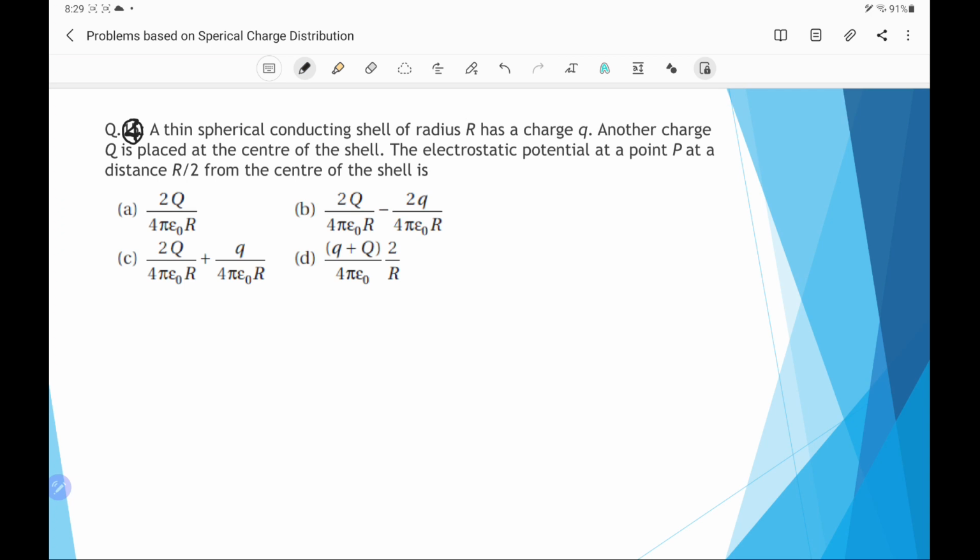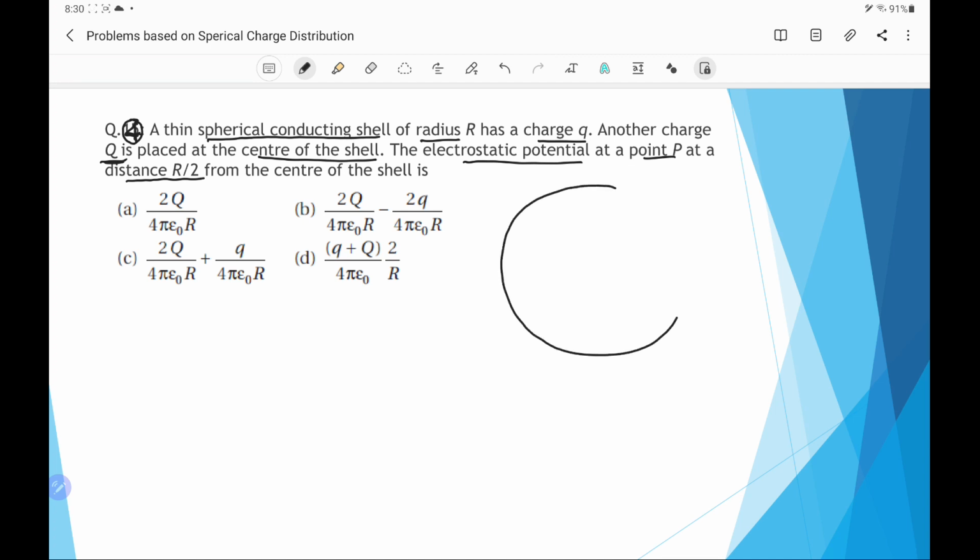Question number 4. A thin spherical conducting shell of radius R has charge q. Another charge Q is placed at the center of the shell. The electrostatic potential at point P, which is at a distance R by 2 from the center of the shell, is. And this is a very simple question.